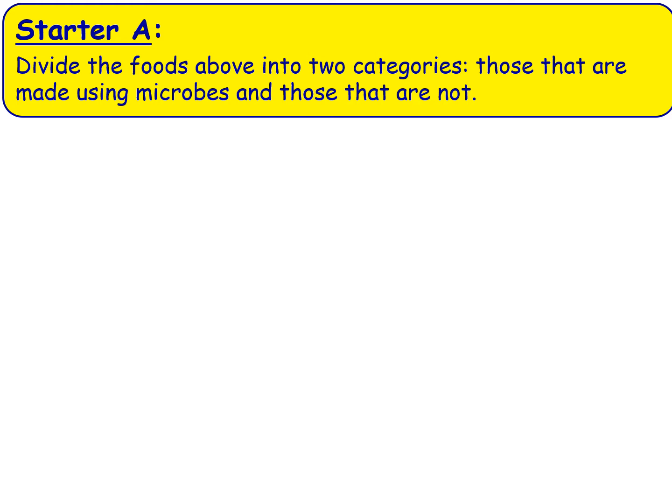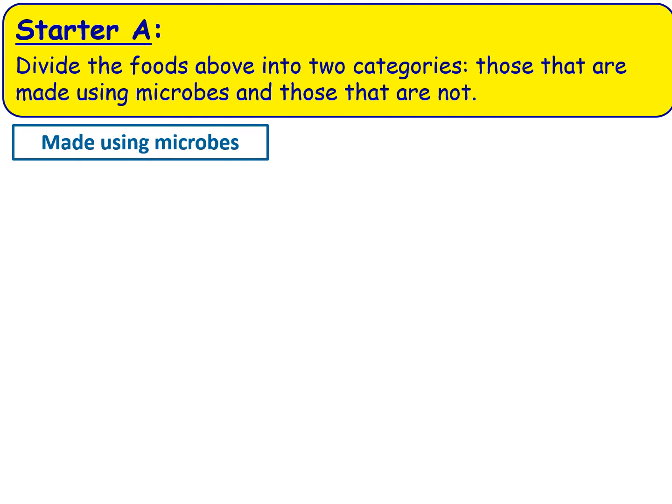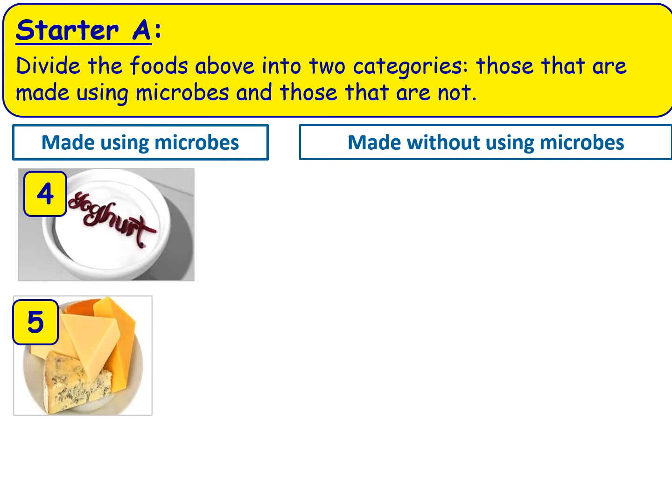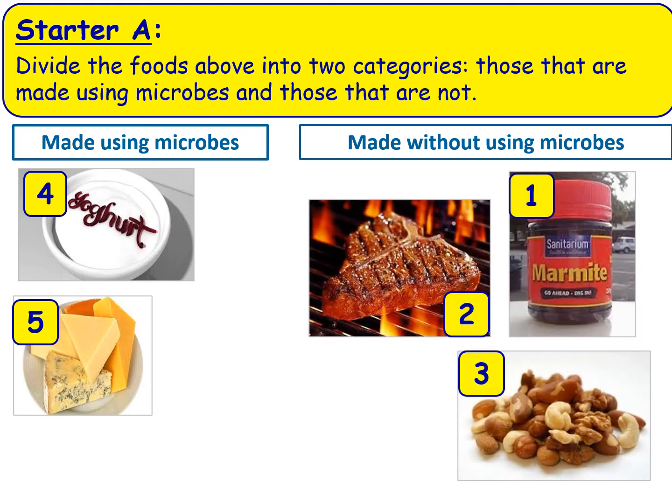If you chose to complete starter A, you were asked to divide the foods into 2 categories, those that are made using microbes and those that are not. Those made using microbes are your yogurt and your cheese. And without microbes, you should have listed the Marmite, steak and the peanuts. Yogurt and cheese are made using microbes because different types of bacteria are added to milk. The steak, the nuts and the Marmite are not made using microbes.